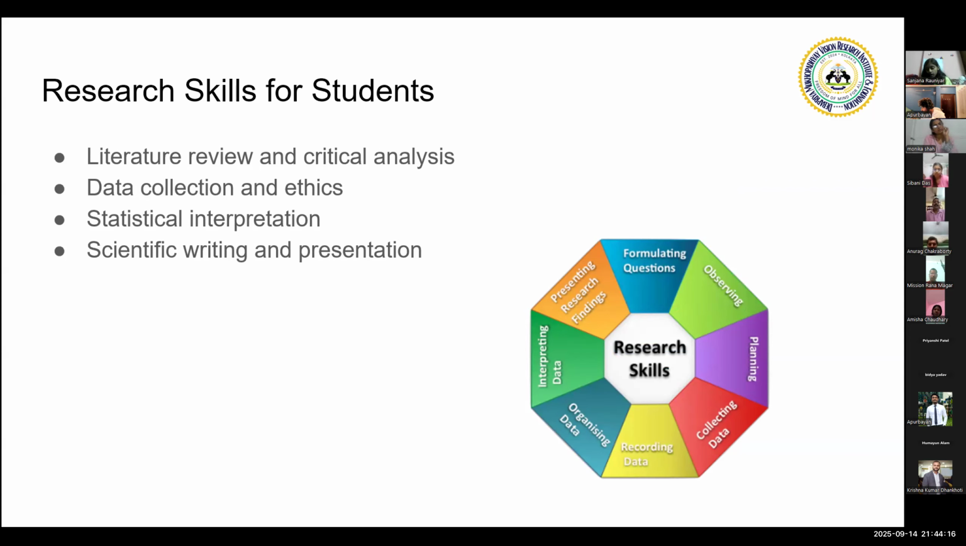Yes. Research skills for students. So what are the crucial research skills which need to be learned by the students? As I said, literature review and critical analysis. Before starting any research, you should study at least 50 odd researches minimum.